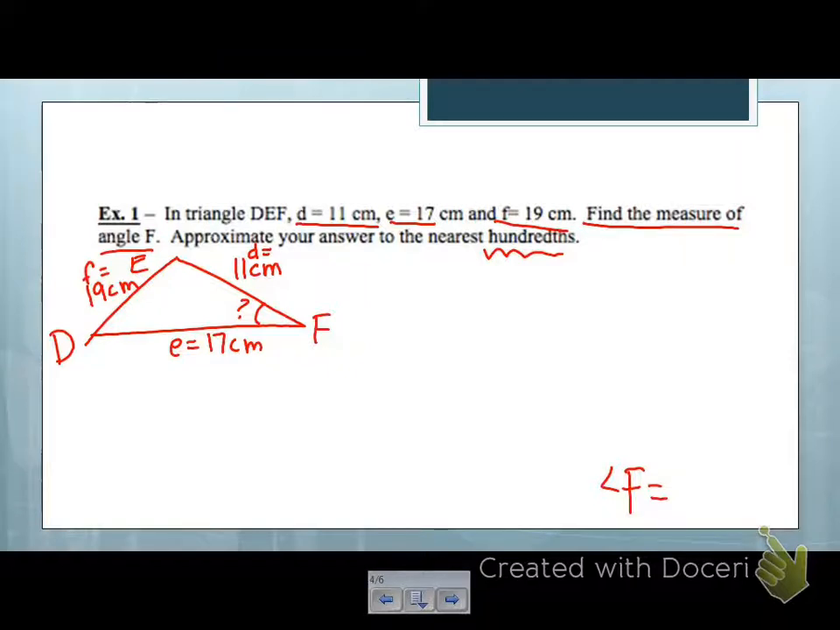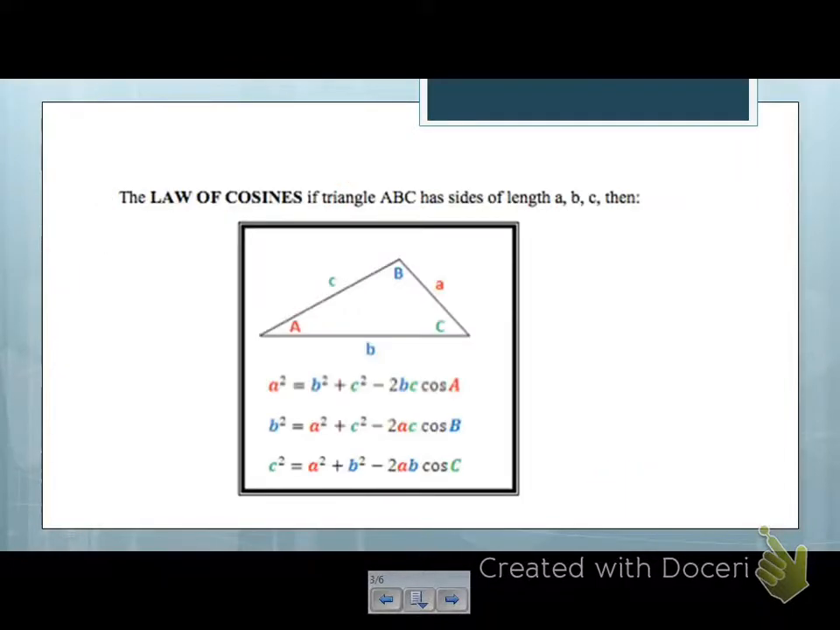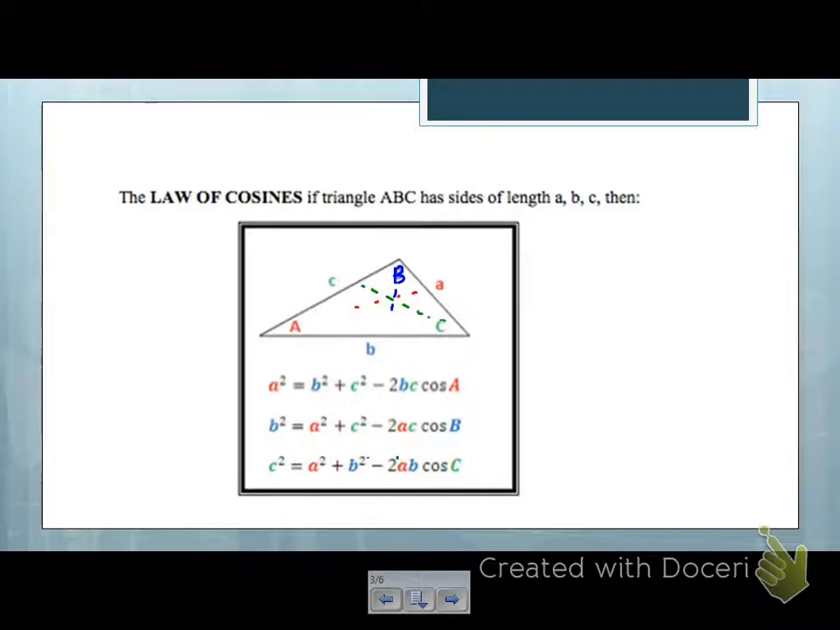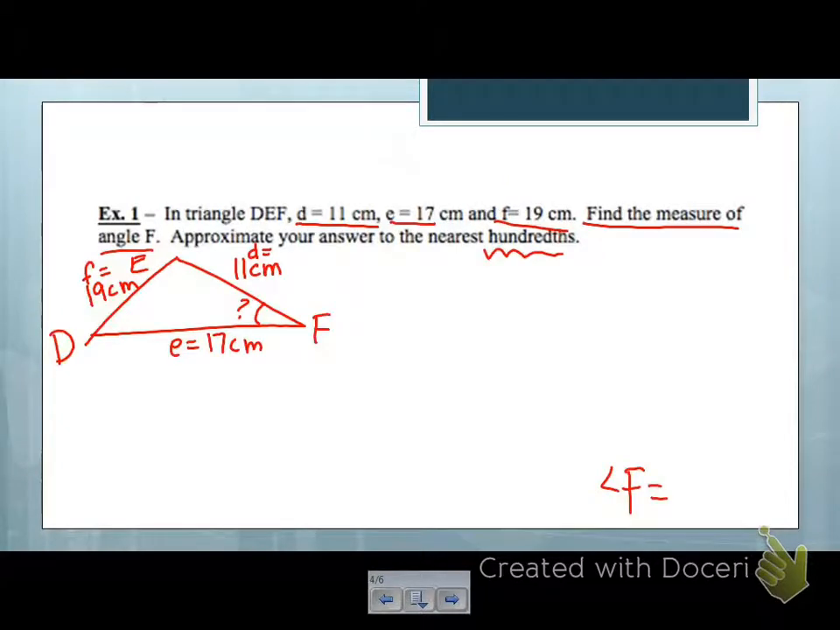We're finding the measure of angle F, and we're approximating our answer to the nearest hundredths. Now if you look back at the formulas we saw, I'll erase all of those markings. None of them deal with D, E, or F. So we have to use the law of cosines and create the formula. We want to find F. In order to find angle F, we have to use a formula that deals with side length F. So whichever formula we're going to use, the ending is going to be the cosine of whatever angle I want.